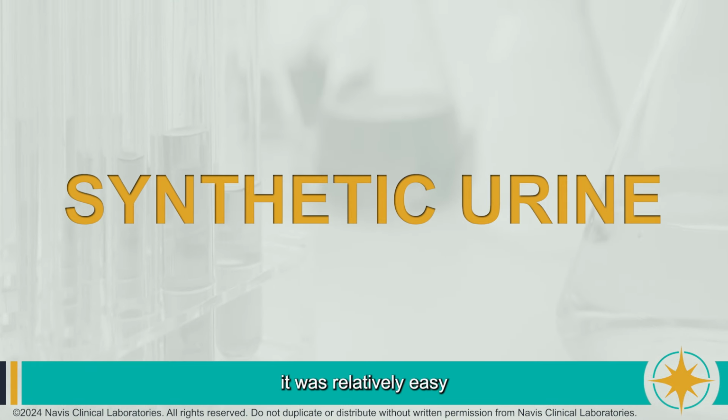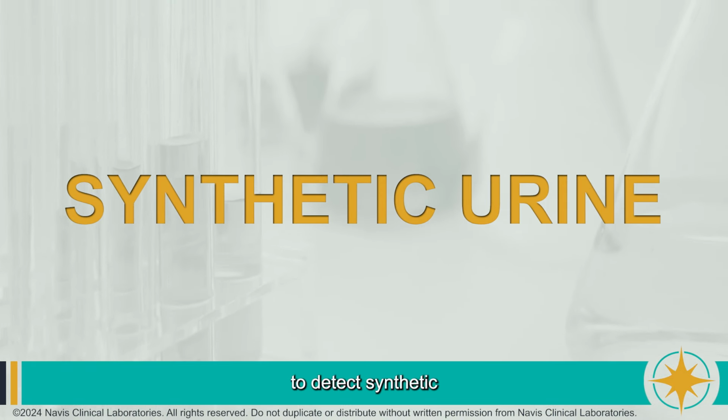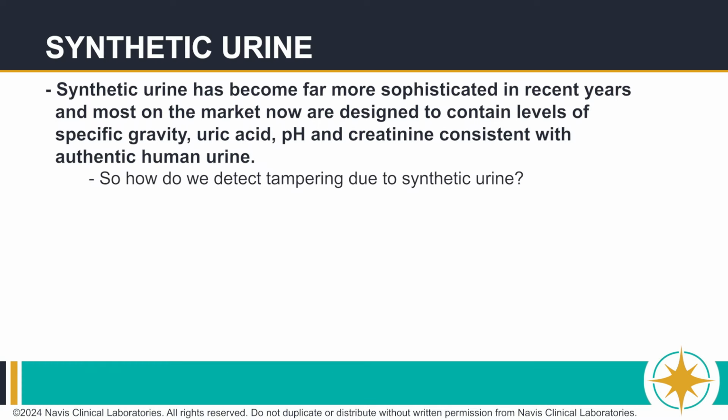In the past, it was relatively easy to detect synthetic urine in the laboratory. However, synthetic urine has become far more sophisticated in recent years, and most on the market now are designed to contain levels of specific gravity, uric acid, pH, and creatinine consistent with authentic human urine. So how do we detect tampering in the case of substitution with the synthetic urine?